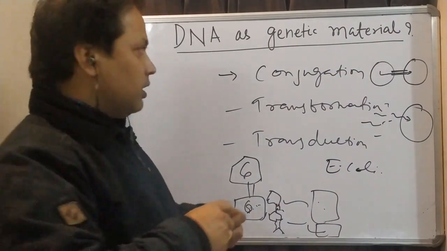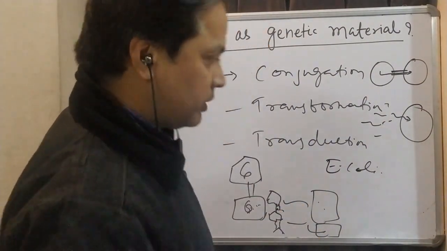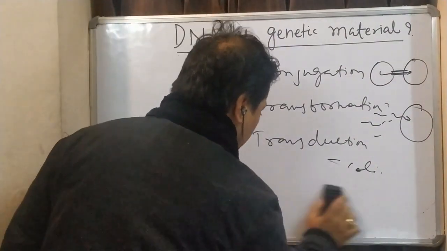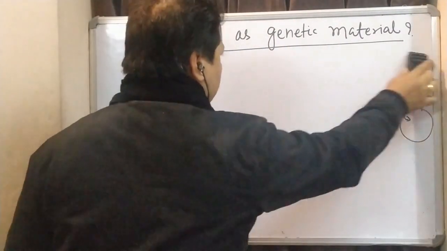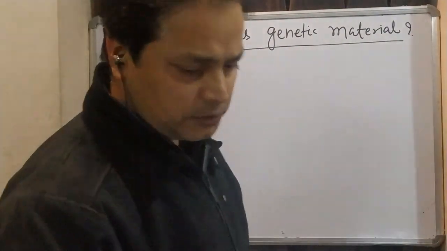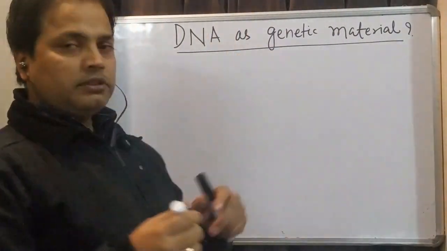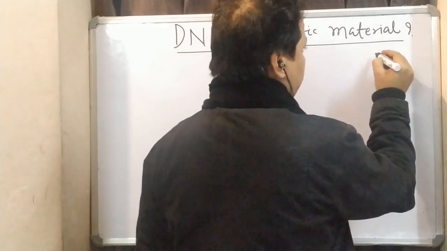coli bacteria. And the bacteriophage they have used is the T2 bacteriophage. Now we'll see what the process, what the principle of the experiment is. So we have seen the bacteriophage is having nothing.